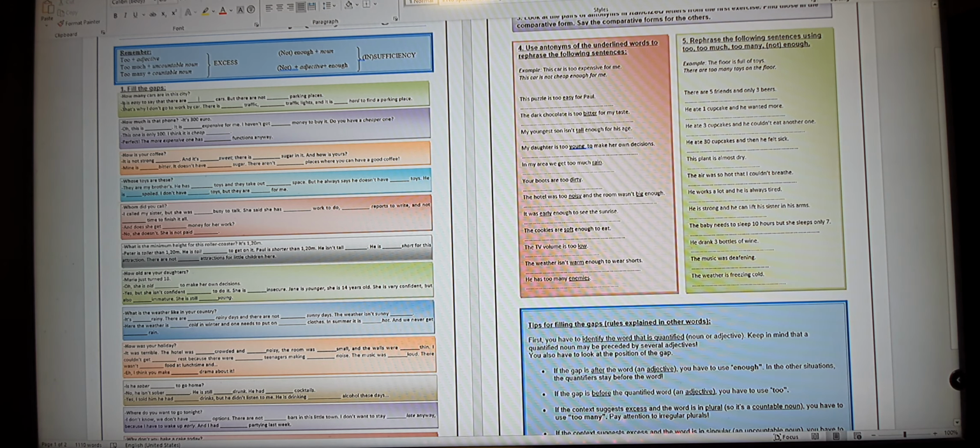Okay, so example number 1. How many cars are in the city? In this city? It is easy to say that there are, but there are not, parking places. So you have to fill in too, enough or not enough. It's easy to say that there are too many cars, but there are not enough parking places. Okay, so you fill in the rest.